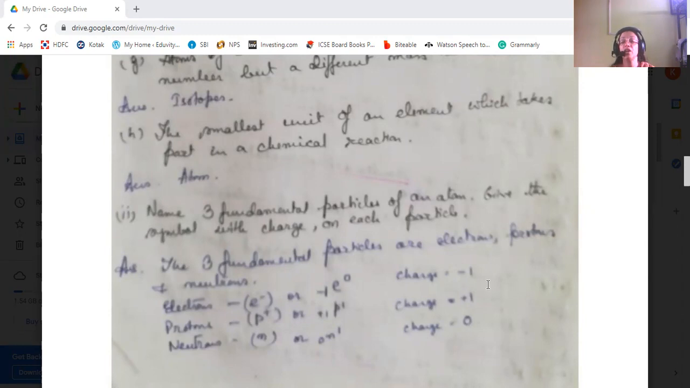Neutrons have the symbol n, or you can write it as n with superscript 1 and subscript 0. That is, it has no charge. The subscript represents the charge on it, and the superscript represents the mass on it.